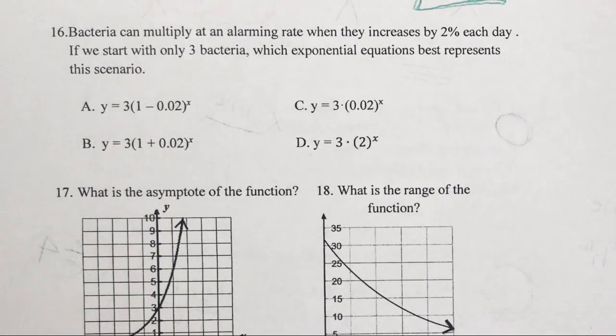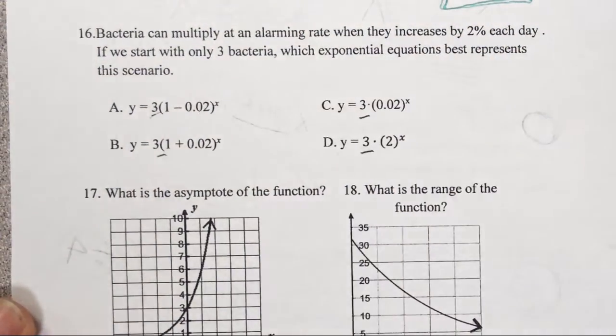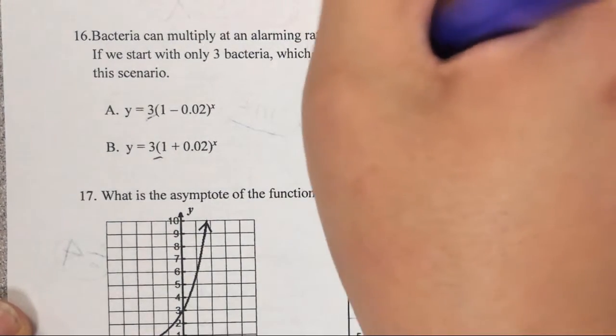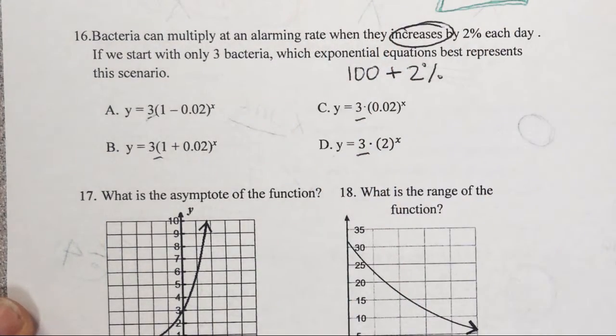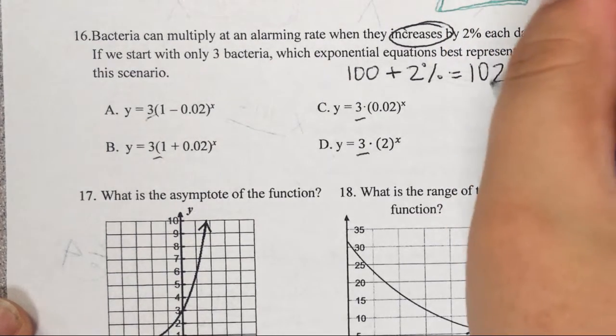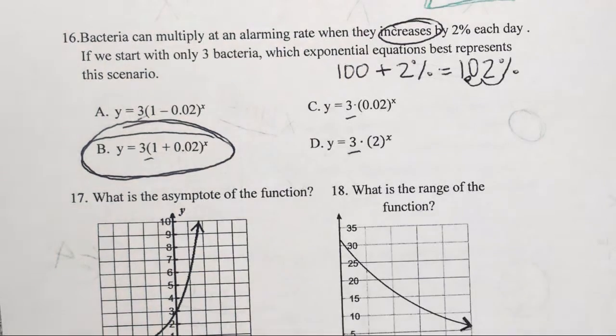Bacteria can multiply at an alarming rate when they increase by 2%. If we start with only 3 bacteria, which one represents this? Well, all of them start with 3. I'm increasing, so what do I need to have here? A plus. I need to start at 100 and add how much? 2%. Which will give me 102%. If I move the decimal twice, which one of these has 1.02 in the middle? B. And it's the only one with plus.